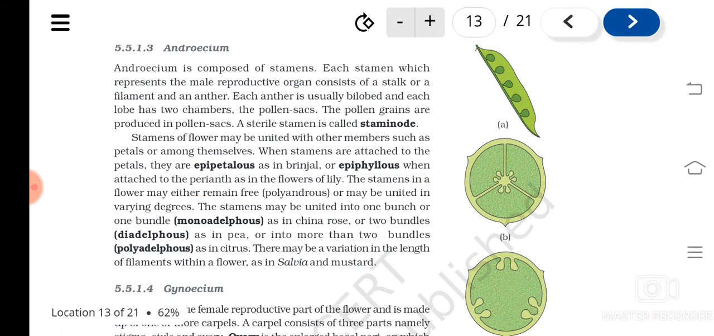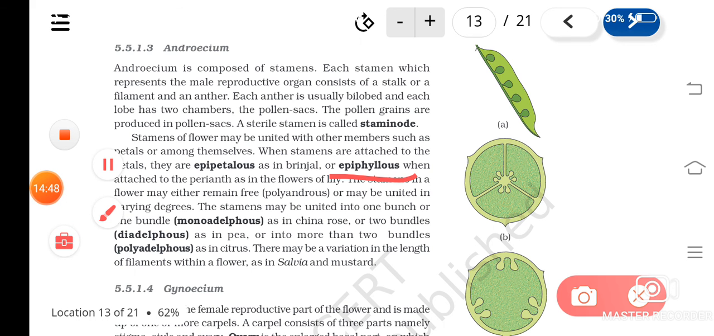What is perianth? Perianth is the structure that cannot be distinguished into sepals or petals, isn't it? In monocot flowers, you can mainly see this perianth. So, if the stamens are attached to the perianth, then we call that kind of stamens what? Epiphyllous stamens. And if the stamens are attached to the petals, then we call it epipetalous. And what is perianth? The part that cannot be distinguished into calyx or corolla.